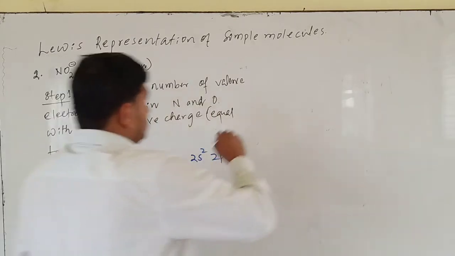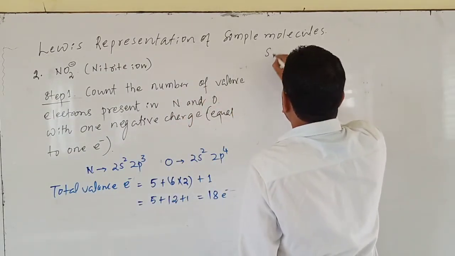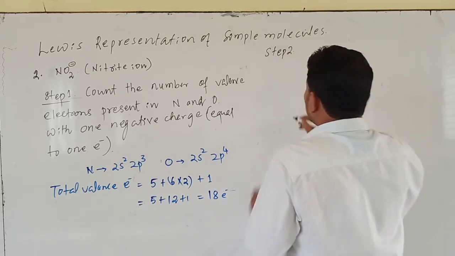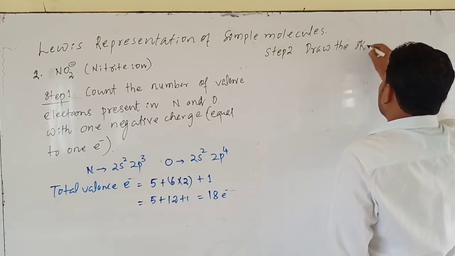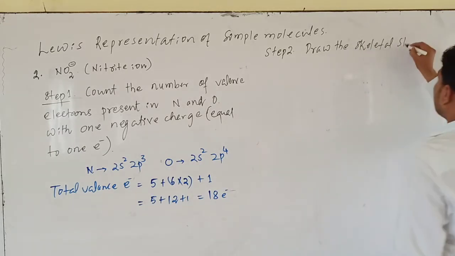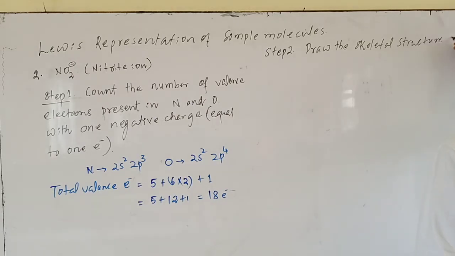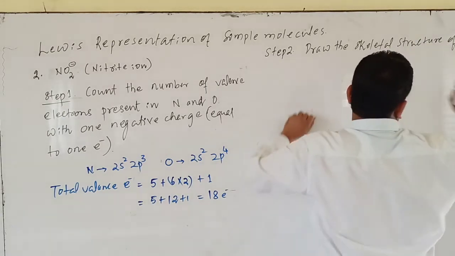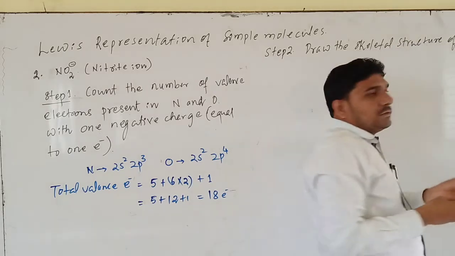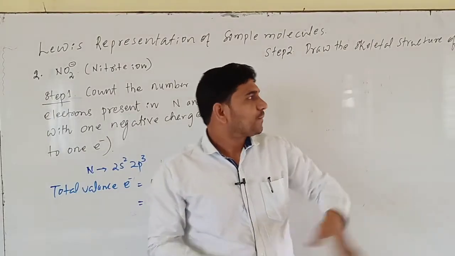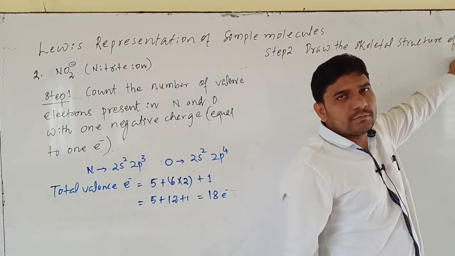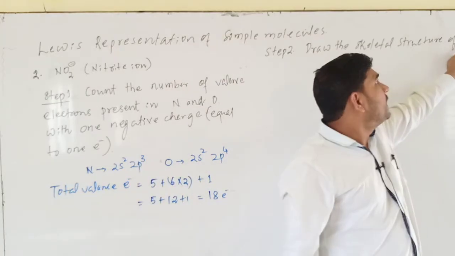Now, what is step 2? Step 2 is to draw the skeletal structure of NO2 minus. See, it's very simple. Always remember, and listen to this clearly, this is very important: the element with the greater number surrounds the element with the lesser number.